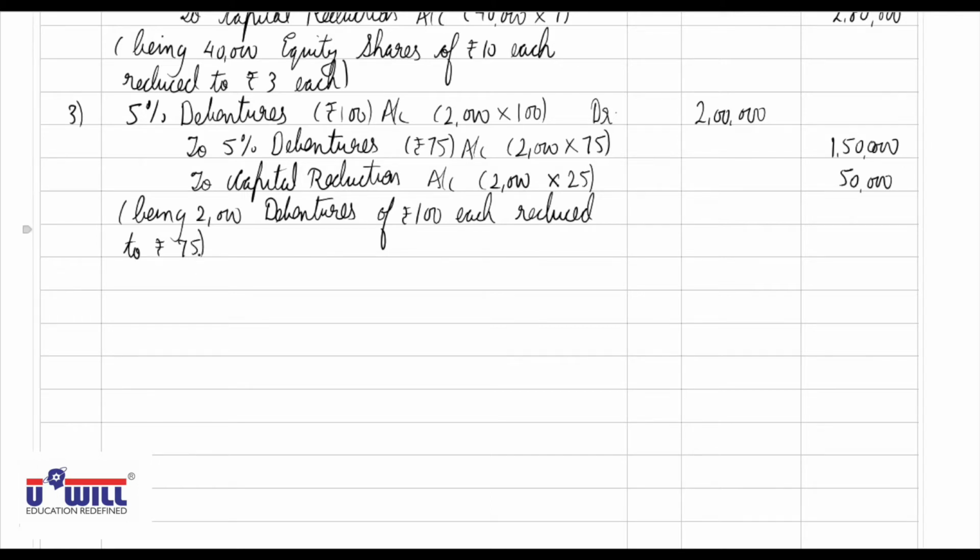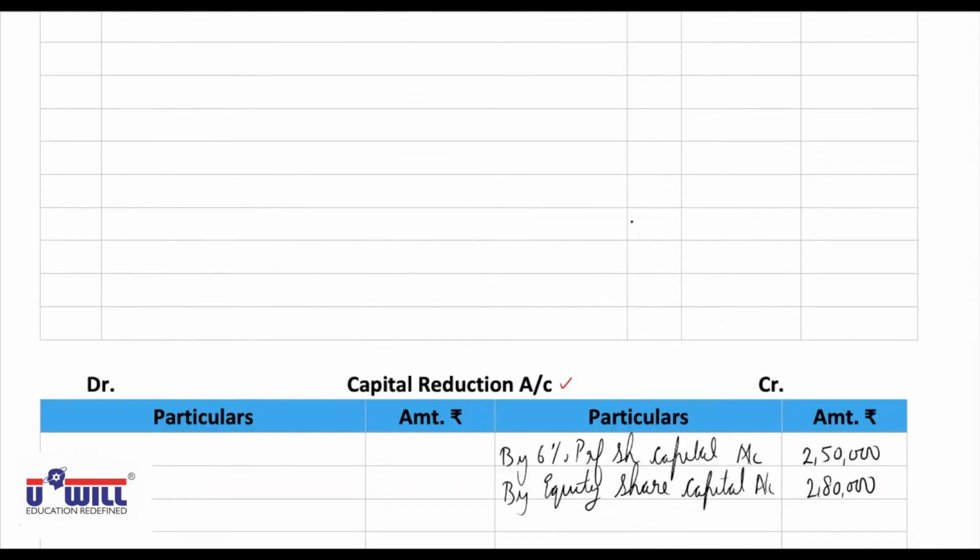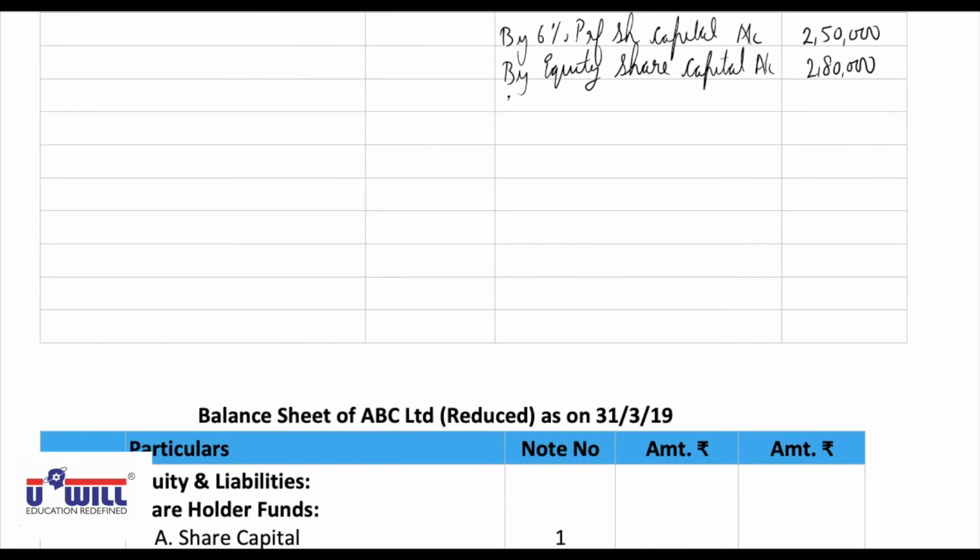Now to capital reduction means again in capital reduction account we will write on credit side 50,000. Opposite account by 5% debentures account. So capital reduction will be written on credit side by 5% debentures account, and amount 50,000. So third entry is also done.